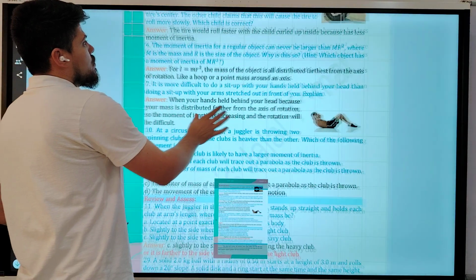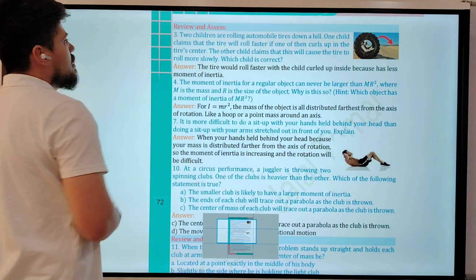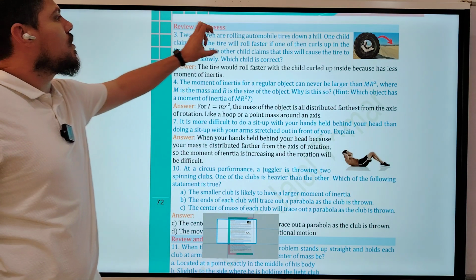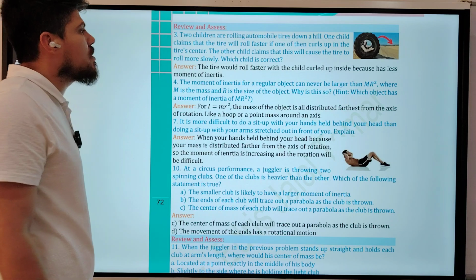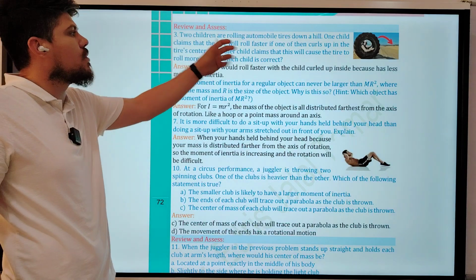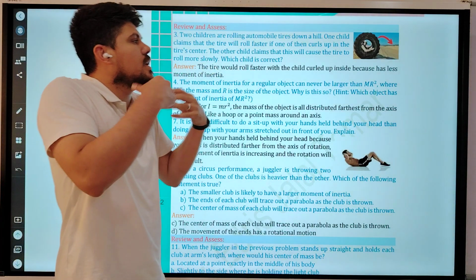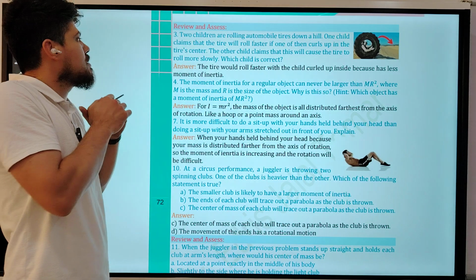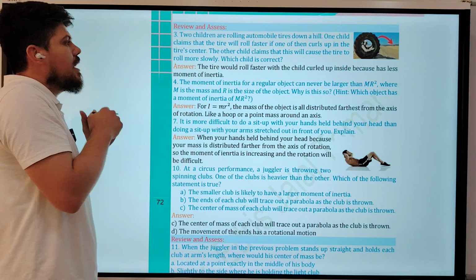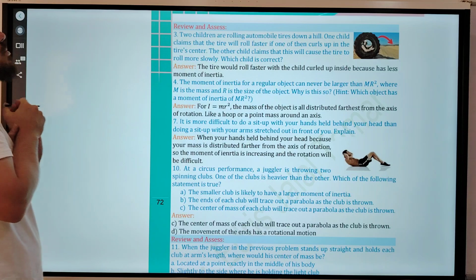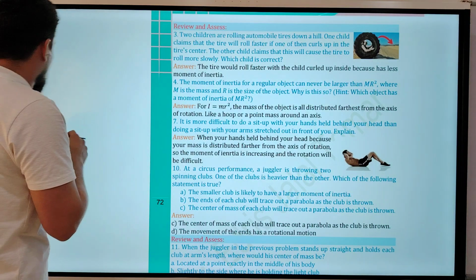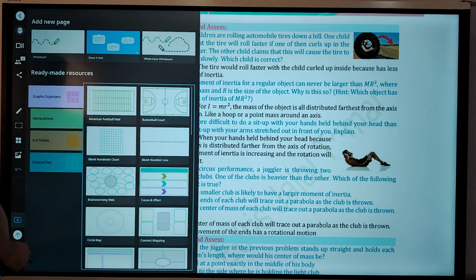We have some questions related to the moment of inertia. Two children are rolling automobile tires down a hill. One child claims that the tire will roll faster if one of them curls up in the tire center. The other child claims that this will cause the tire to roll more slowly. Which child is correct?